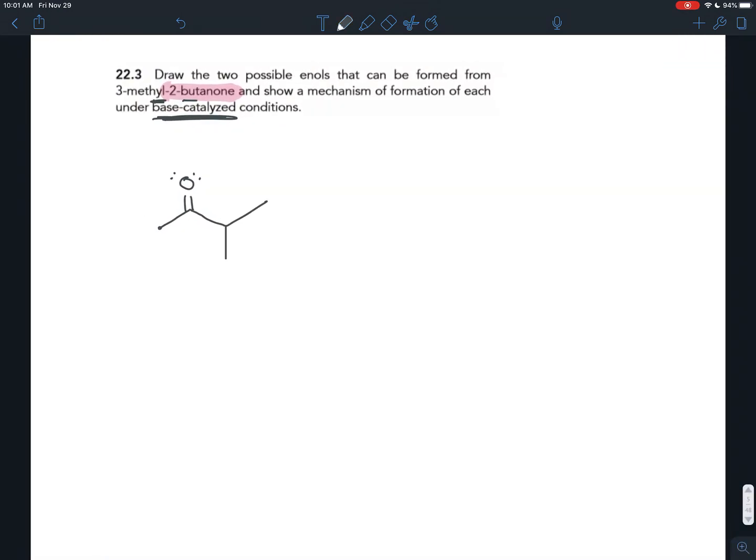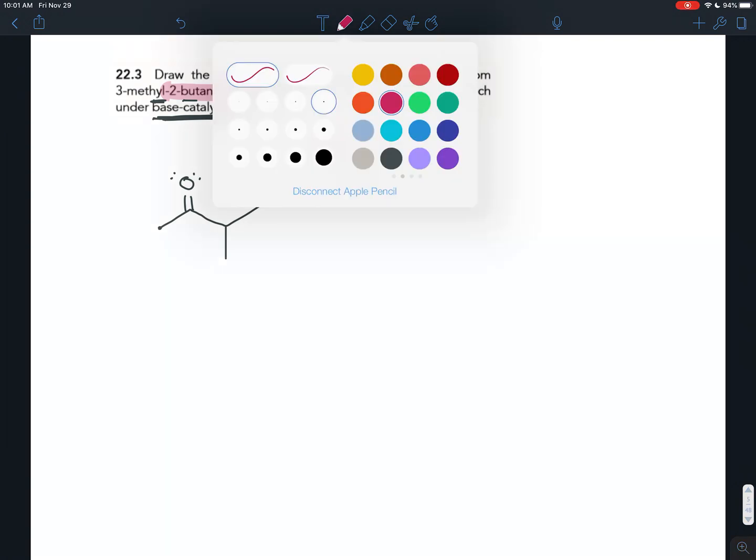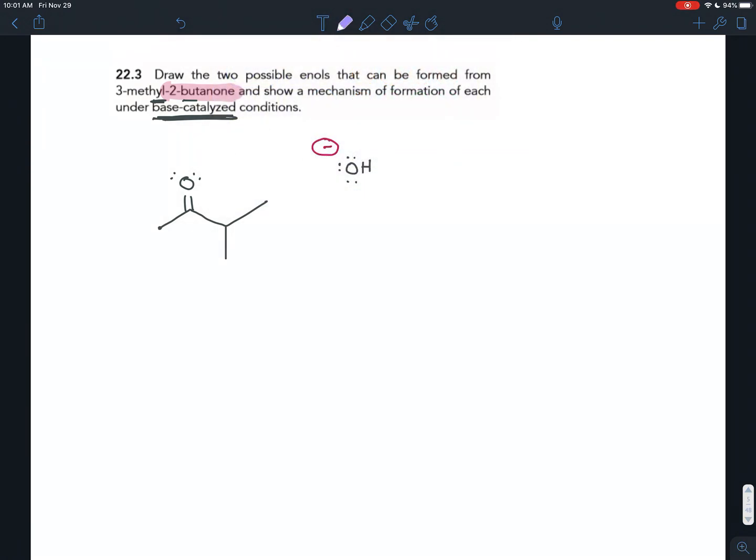Now, a base, and they don't give us a specific base, they just say under base-catalyzed conditions. We'll see several different bases in this chapter, but one that we'll see fairly often is hydroxide. That's one you've seen plenty times before. So hydroxide is going to try to snatch a hydrogen. But what hydrogens are most vulnerable on this molecule? What hydrogens, if they're stolen away, would leave the electrons in their bonds at a place that can stabilize them? And what you might see is that it's the alpha hydrogens.